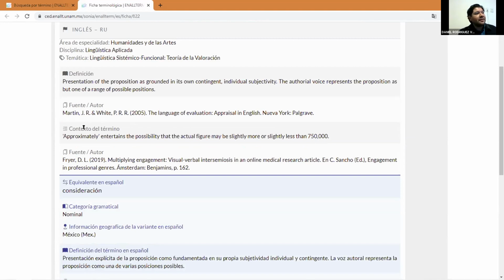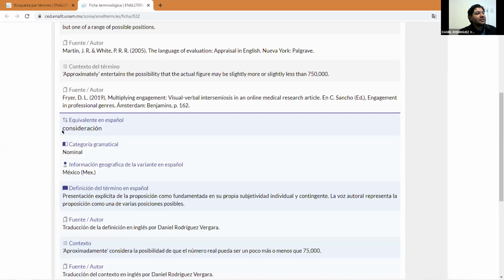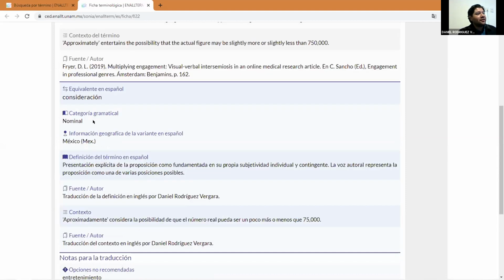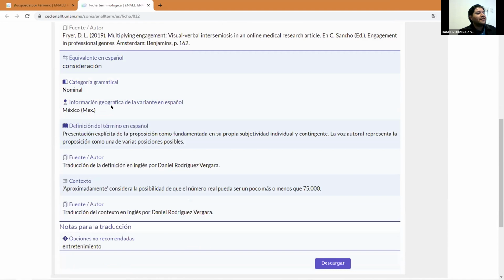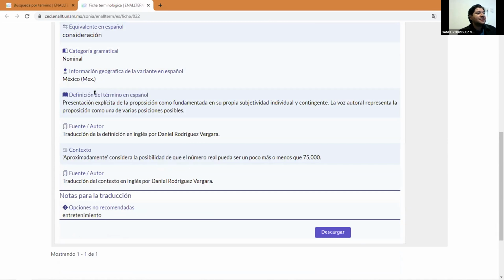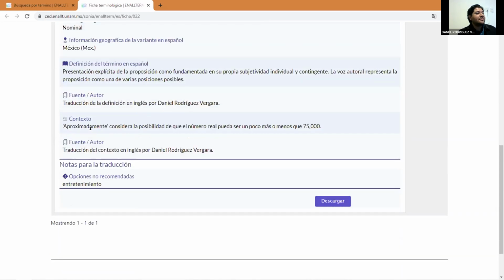The context of the term, how the term is used in a sentence. For example, approximately entertains the possibility that the actual figure may be slightly more or slightly less than 750,000. Then we have the source of the context. Then we have the equivalent in Spanish, consideración, grammatical category, nominal, geographic information, Mexican Spanish, definition of the term in Spanish, which is the translation of the definition in English, the source, then the context in Spanish, and the source of the context.